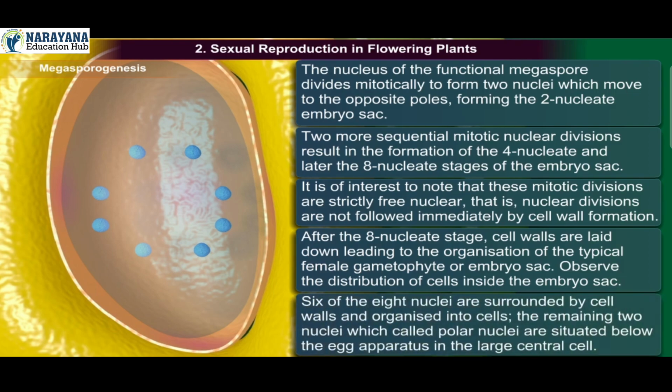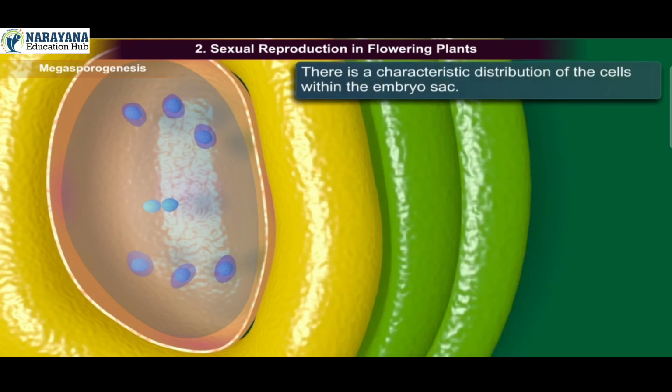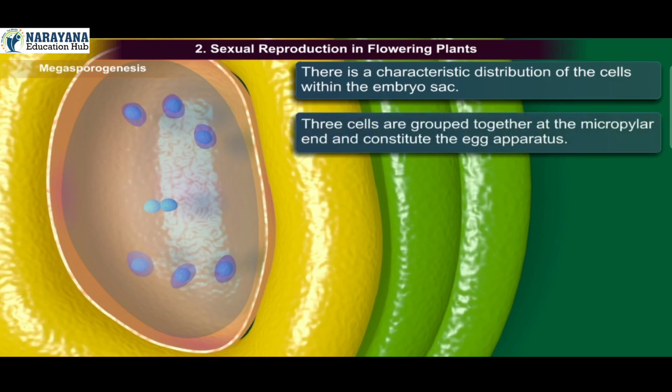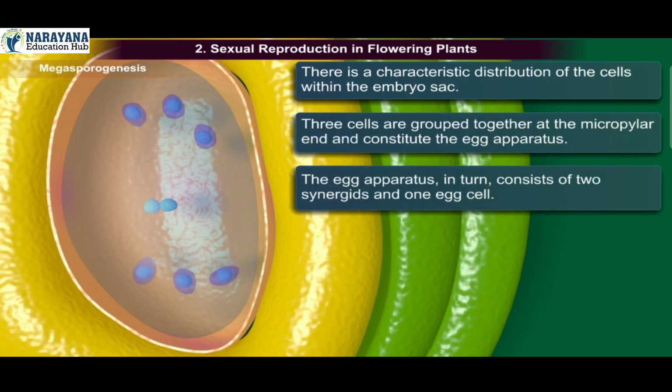Six of the 8 nuclei are surrounded by cell walls and organized into cells. The remaining 2 nuclei, which are called polar nuclei, are situated below the egg apparatus in the large central cell. There is a characteristic distribution of the cells within the embryo sac. 3 cells are grouped together at the micropylar end and constitute the egg apparatus. The egg apparatus, in turn, consists of 2 synergids and 1 egg cell.